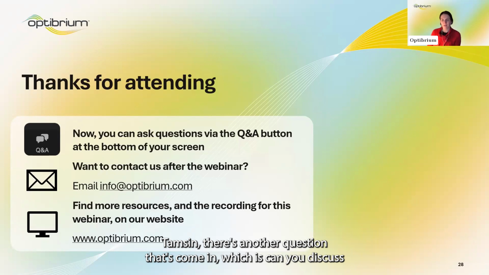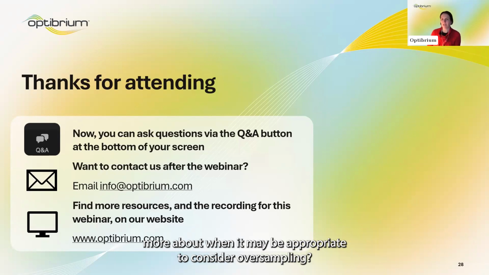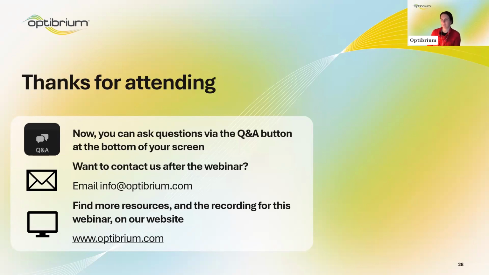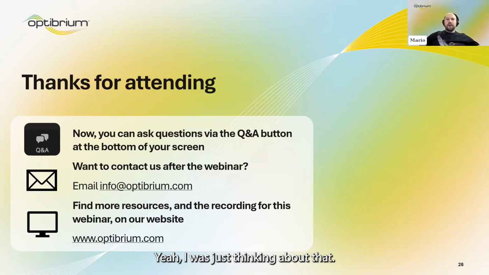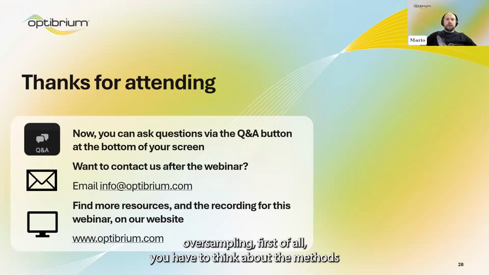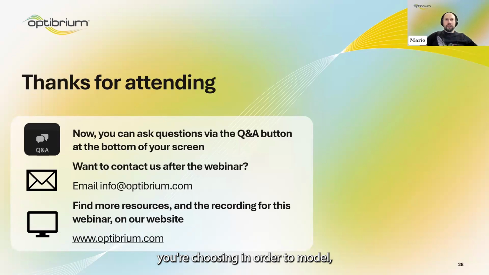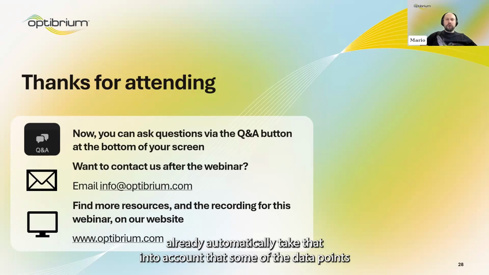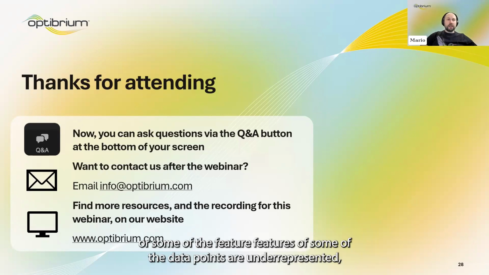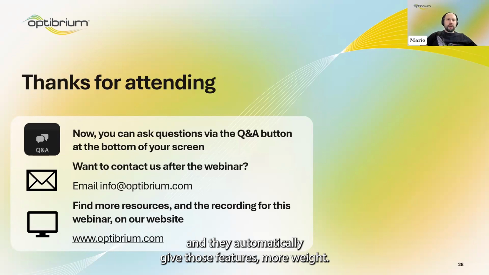Thank you, Tamsin. There's another question that's come in, which is, can you discuss more about when it may be appropriate to consider oversampling? I think that's for Mario. Yeah, I was just thinking about that. Before you do oversampling, first of all, you have to think about the method you're choosing to model your property. Some of the models, as I said earlier, already automatically take into account that some of the data points or some of the features of some of the data points are underrepresented, and they automatically give those features more weight.